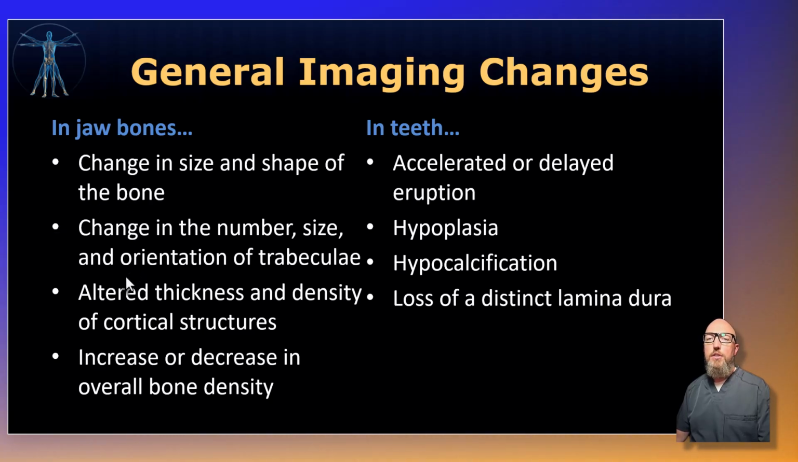So in the jaws, you can change the shape and size, a change in the number, size, and orientation of trabeculae, altered thickness and density of the cortical structures, and then an overall increase or decrease in density, which leads to a radiolucent or radiopaque appearance. In the teeth, you can get accelerated or delayed eruption, hypoplasia, hypocalcification, and then potentially a loss of a distinct lamina dura.